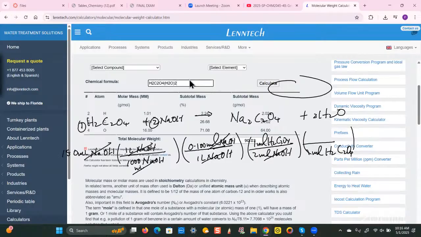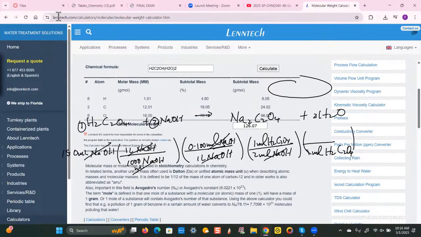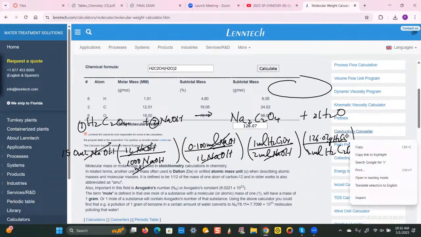You're writing out the equation, do we add that water in? It's not necessary, because, well, let me do this first. Well, according to this, the molar mass is 126.7. 126.1.7 grams of oxalic acid.